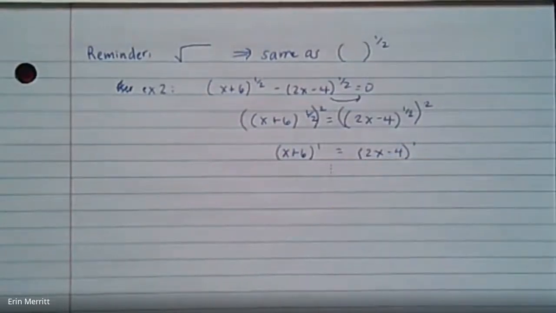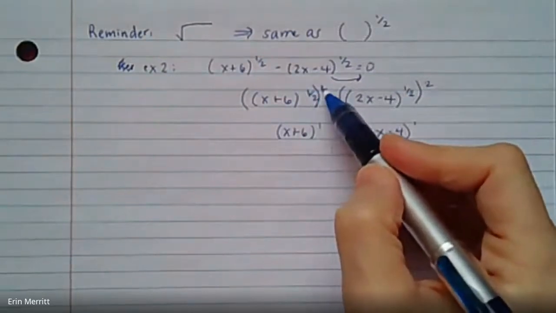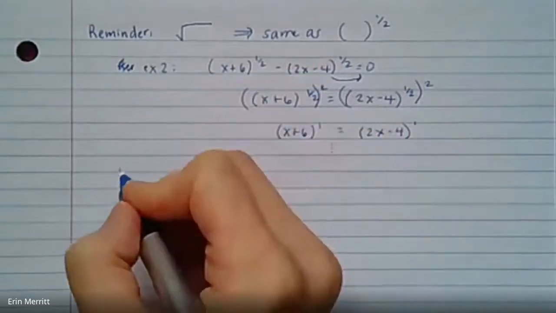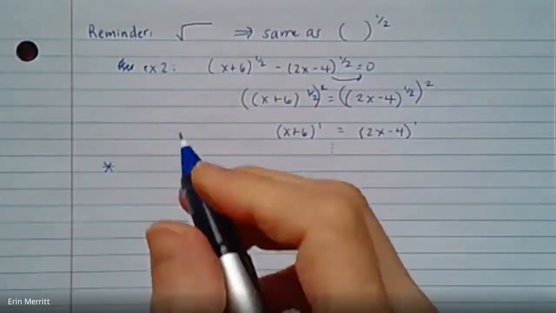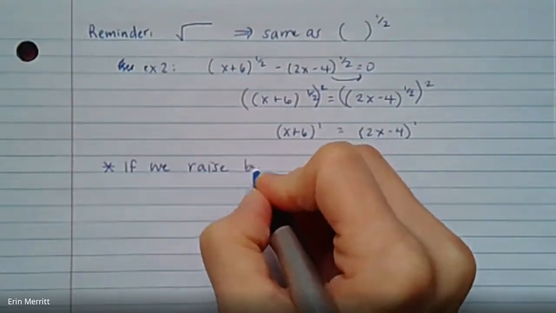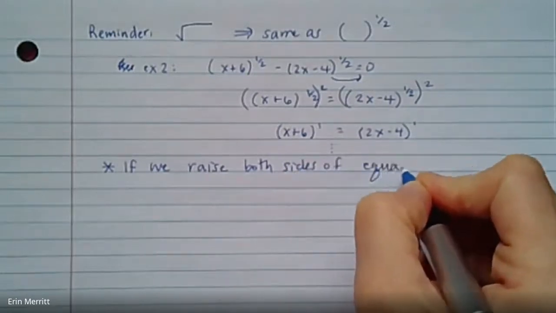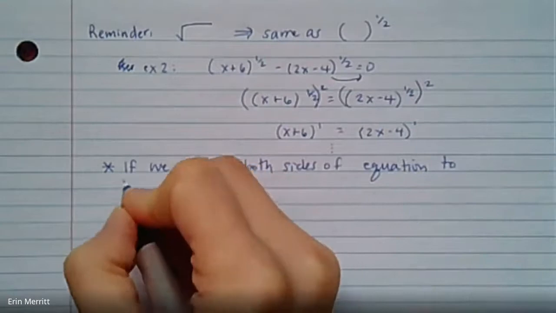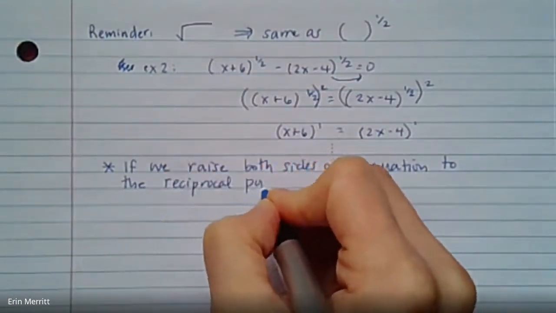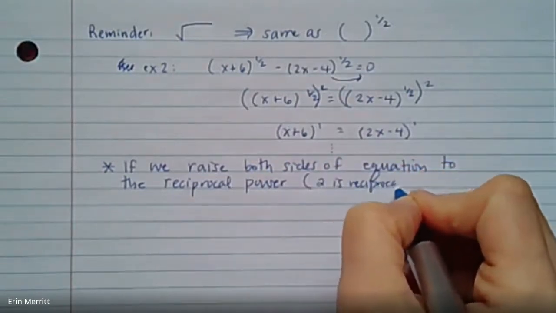The reason I bring that up, right, is that it works because 1/2 and 2 are reciprocals. When you multiply by the reciprocal, you get 1. So write yourself a big old note here that if we raise both sides of the equation to the reciprocal power, right? Because 2 is the reciprocal of 1/2.